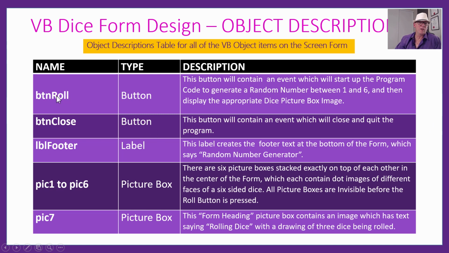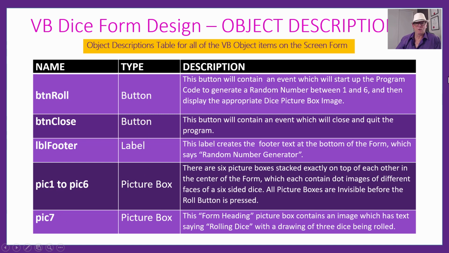So the objects we had on there are the button for rolling, BTN roll, BTN close, the footer, that little writing at the bottom, all our picture boxes with the dice, and picture box number 7 where we've got that heading with the 3 dice, that drawing that's in there. For all of those things, we've just said what their name is, what type of thing they are, and then we need a description.